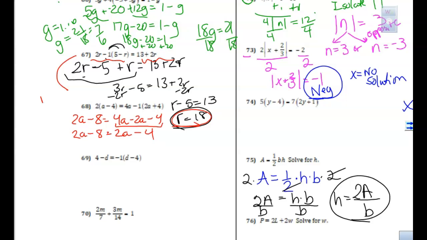I'm going to subtract my A's. Always get rid of the variables first. So when we are looking at this, we get negative 8 equals negative 4, which then, no solution. If it would have come out true, negative 8 equals negative 8, we'd say all real numbers.